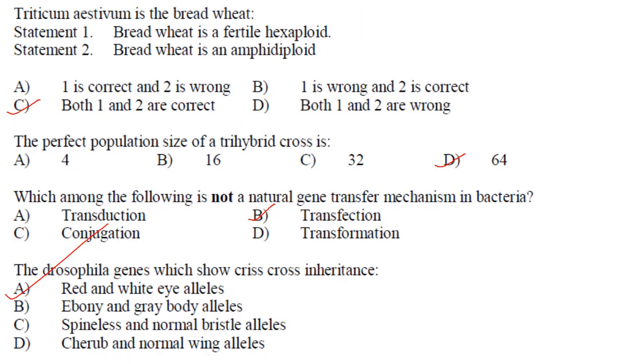Then next one. Triticum aestivum is the bread wheat. Statement 1. Bread wheat is fertile hexaploid. That is correct. Statement 2. Bread wheat is an amphidiploid. That is also correct. So both 1 and 2 are correct.